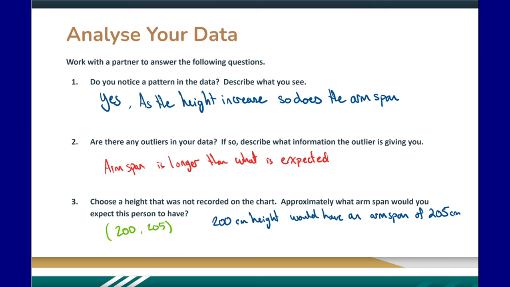So again, the main thing from this is just understanding how to collect data, the different types of data, and then plotting it on a scatter plot, which we can then use to look for patterns, make predictions, and identify any outliers.